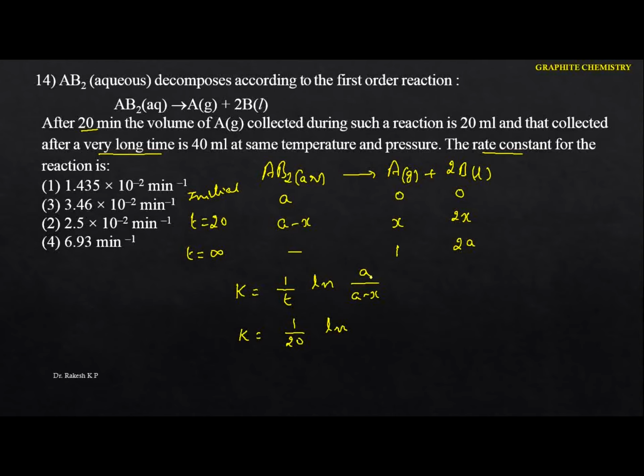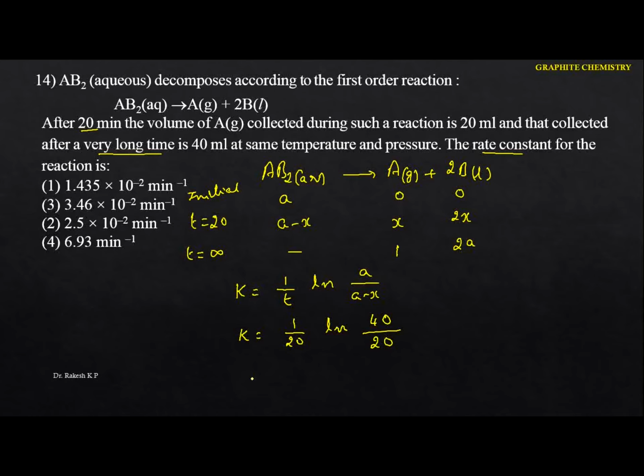Just identify the a. So after a very long time it is 40 ml at the same temperature. That means whatever we are having is completely converted into the product. So I can write this as 40, and a minus x you can write as 20.